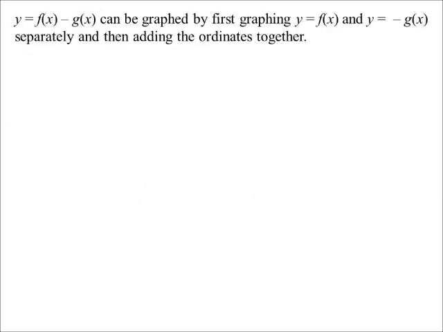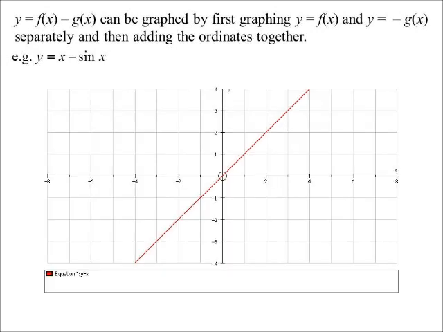Now, if you have to draw two graphs subtracted, personally, I'll just draw negative g of x and still just add like normal. I just find that easier. So if I had to do x minus sine x, so there's y equals x, the red line. There's y equals minus sine x, and now I'm just going to add those two curves together.